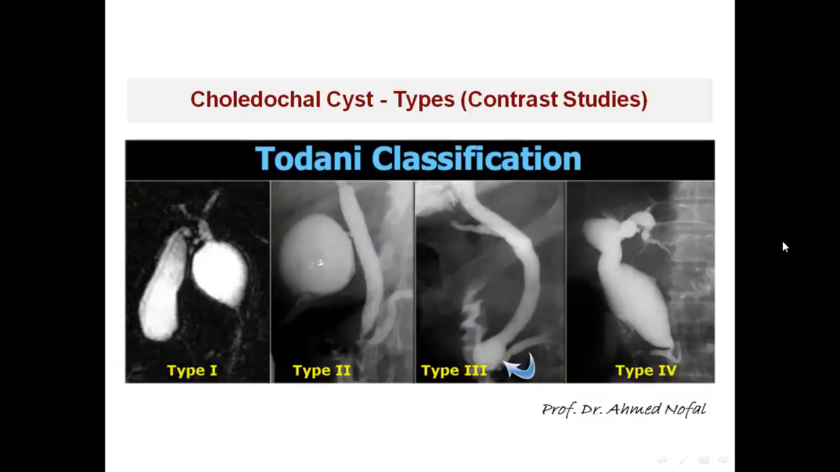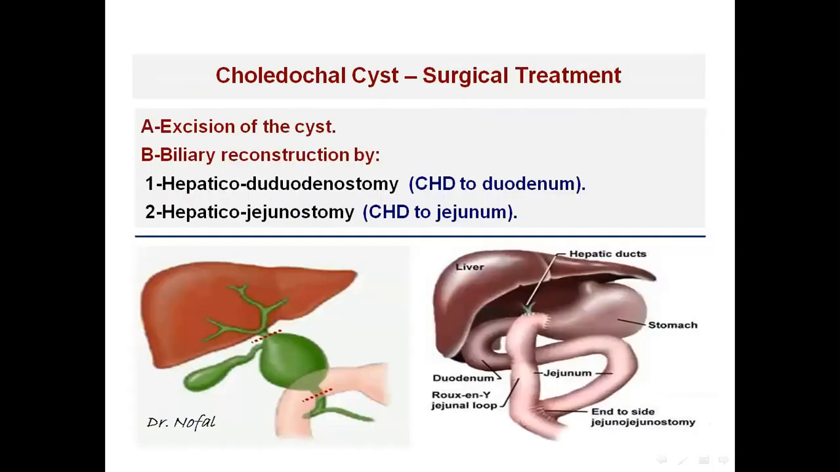And this is the classification according to the presentation on contrast study. The treatment is surgical by excision of the cyst, and then reconstruction of the biliary system, the biliary ducts, by hepatoduodenostomy or hepatojejunostomy, as in this photo.